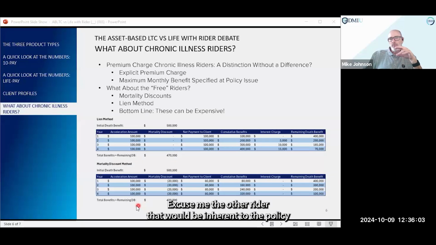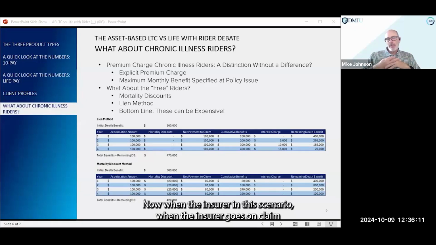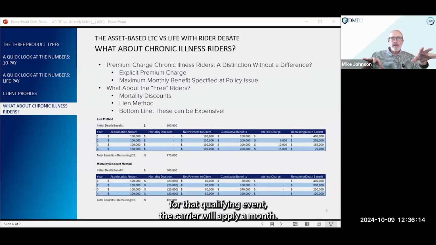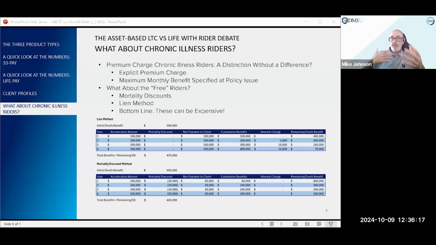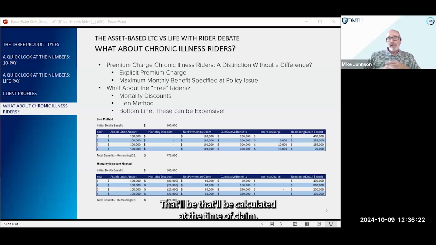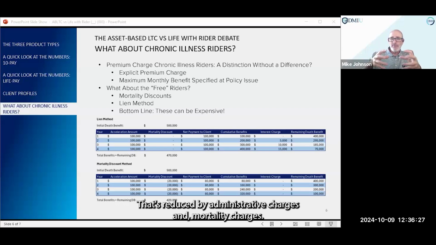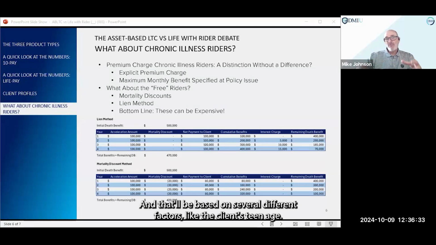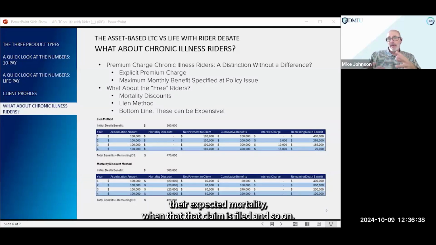The other rider that would be inherent to the policy is referred to as the mortality discount method. Now, in this scenario, when the insured goes on claim for that qualifying event, the carrier will apply a mortality discount. That'll be calculated at the time of claim. The net payment to the insured is reduced by administrative charges and mortality charges. And that'll be based on several different factors, like the client's attained age when they go on claim, their expected mortality when that claim is filed, and so on.